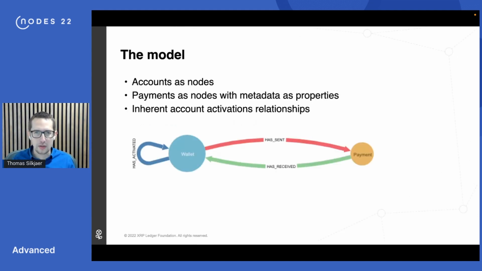So first up, I defined the model of the database. And that should include all the accounts and all the successful payments and all the account activations. Just to explain account activations, the XRP Ledger has a sort of anti-spam mechanism built in that requires accounts to be funded with a minimum amount of the native currency in order to be activated and usable. And this mechanism creates a sort of ancestry between accounts.